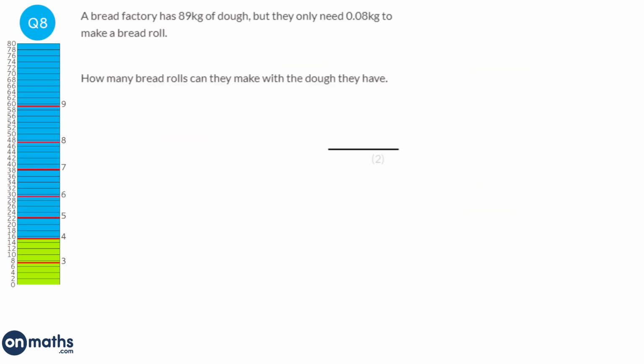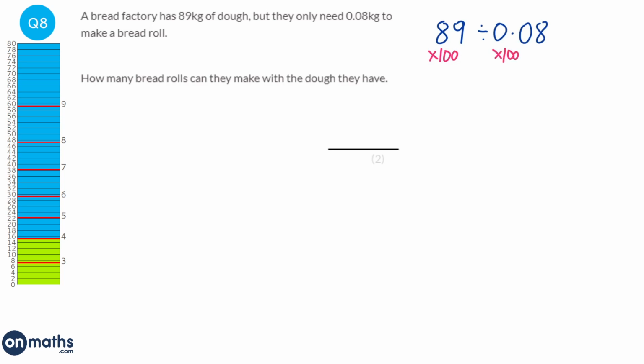So here we're asked to find how many bread rolls we can make. We've got 89 kilograms and it takes 0.08 kilograms to make a bread roll. Something we can do is convert these into grams, or we can just keep it at kilograms, but I've got a neat little trick. And the trick is, if you've got a decimal when you're dividing, as long as you do the same thing left and right, you can multiply them by 10 or 100. In this case, we're going to multiply both by 100.